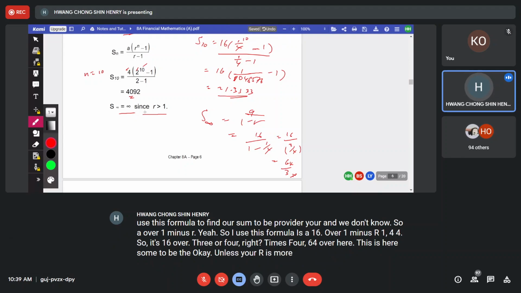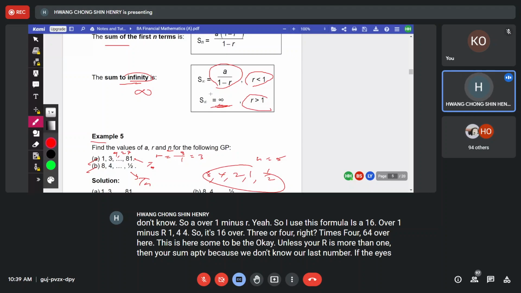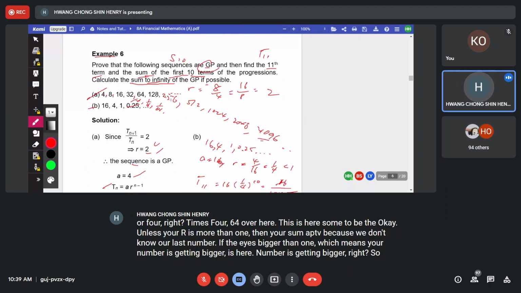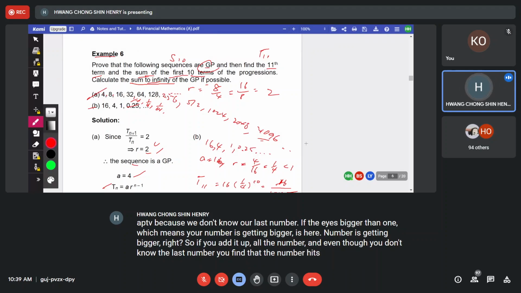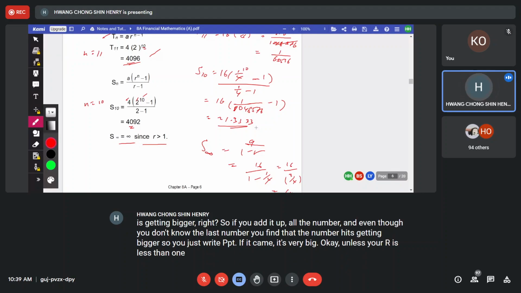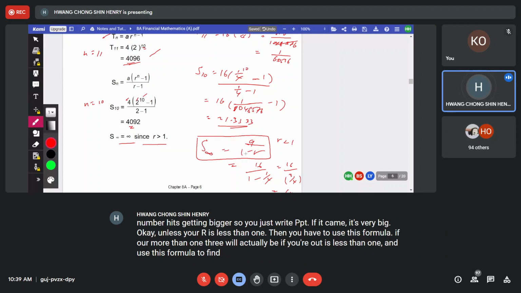Unless your r is more than 1, then your sum to infinity will be straight away infinity, because we don't know our last number. If r is bigger than 1, which means your number is getting bigger. You see here, the number is getting bigger, right? So if you add up all the numbers, even though you don't know the last number, you find that the numbers are getting bigger. So you just write infinity. Infinity here means very big. If r is more than 1, straight away write infinity. If your r is less than 1, then you use this formula to find the sum to infinity. Okay.